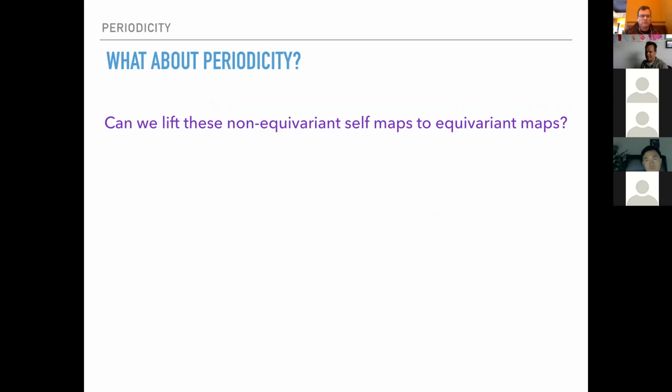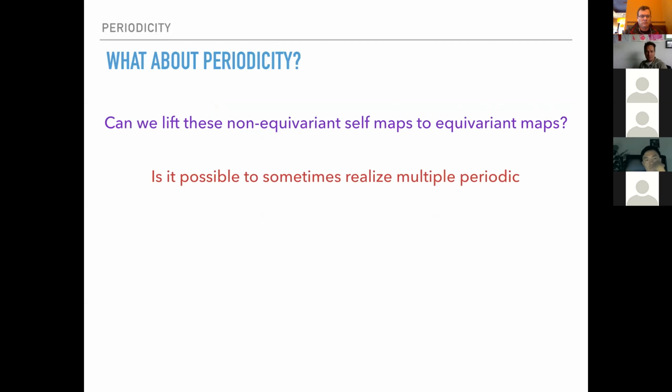So here are some questions. Can you lift these non-equivariant self-maps to equivariant maps? In particular, the type 0 self-map we can lift fairly easily in this example. But the type 1, it's not so clear. It's probably not that difficult, but can we do it? How much of this program goes through?